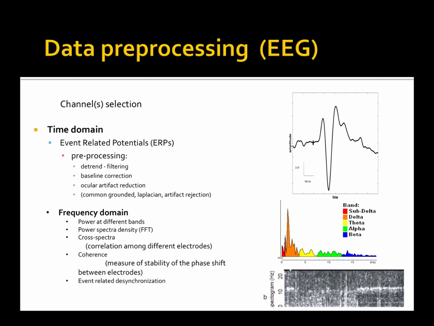You can also, if you were doing simultaneous EEG and fMRI, and your fMRI will be collected every second or every 2 seconds, use about the same time frame for that. If you're looking at the frequency, you can look at the power at different bands. You can look at cross spectra. You can look at coherence, synchronizations and desynchronizations, and so forth.